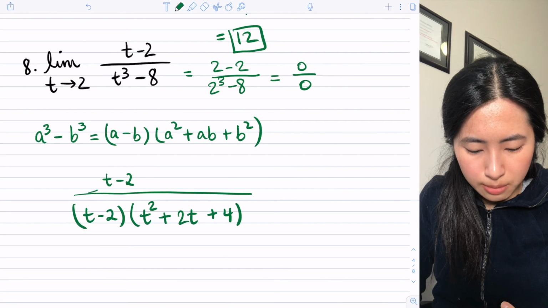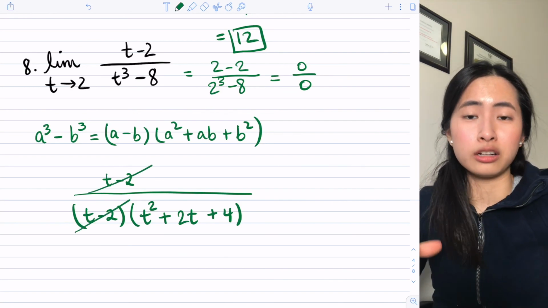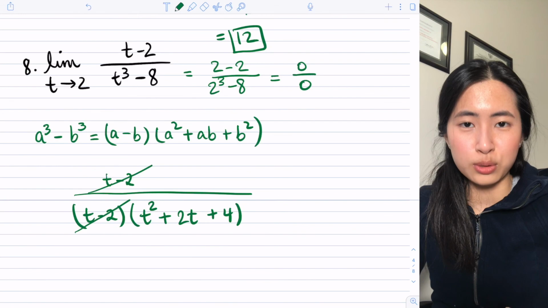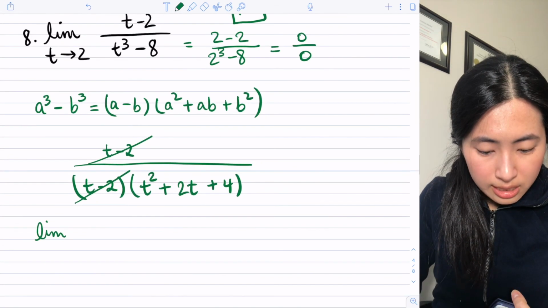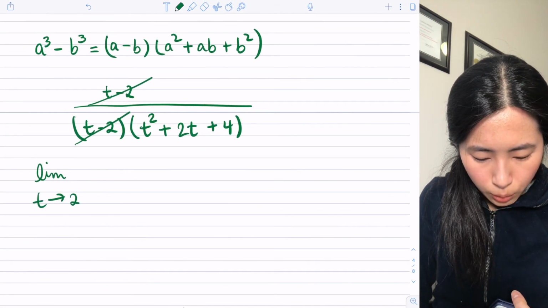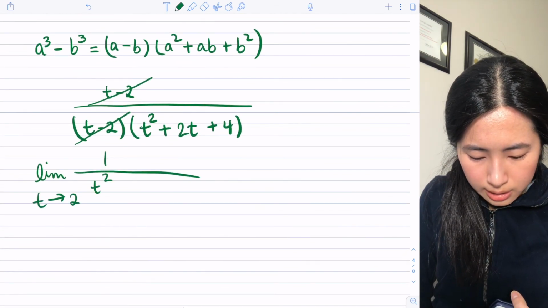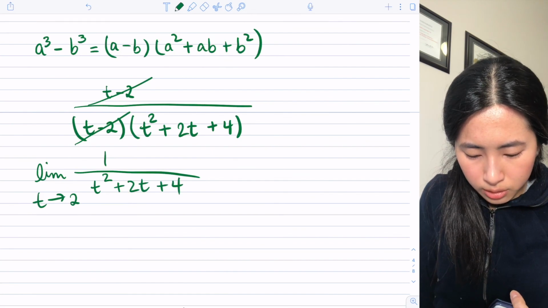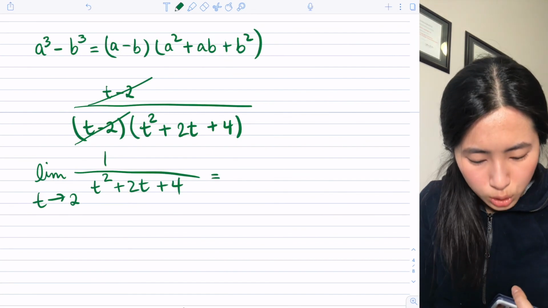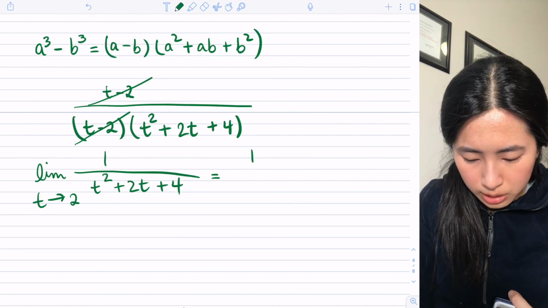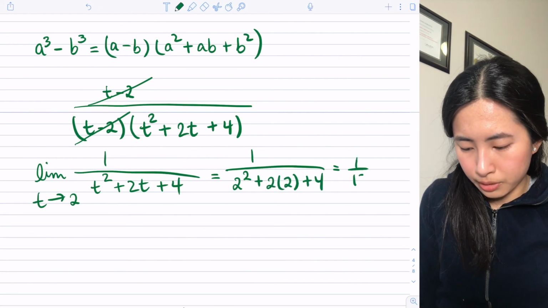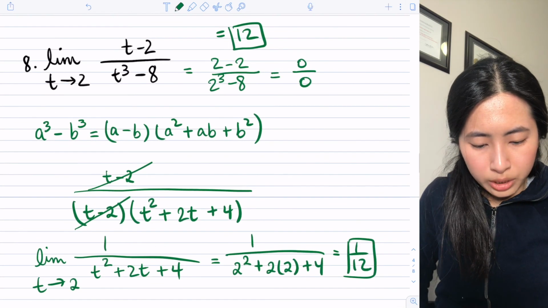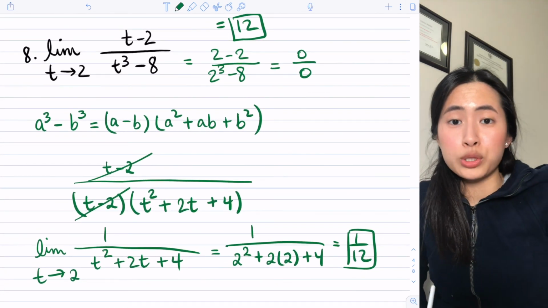Now we can cancel out t - 2 in our numerator and our denominator, because this is what's causing you to get an indeterminate form. Then you evaluate the limit as t approaches 2 of 1 / (t^2 + 2t + 4). Finally, we apply direct substitution, so we plug in 2 for t. This is 1 over 2^2 + 2 times 2 + 4, so we get 1 over 12. Therefore, our limit for number 8 as t approaches 2 is equal to 1/12.